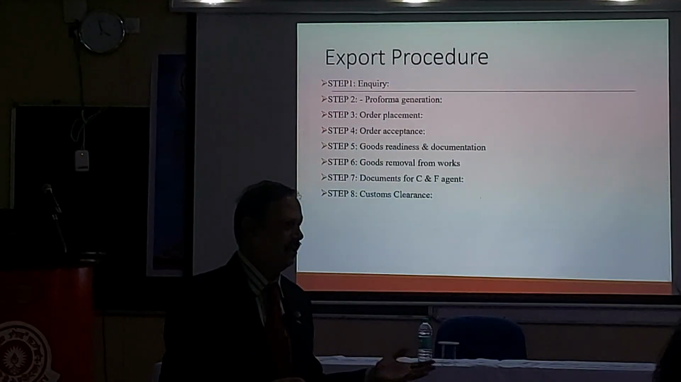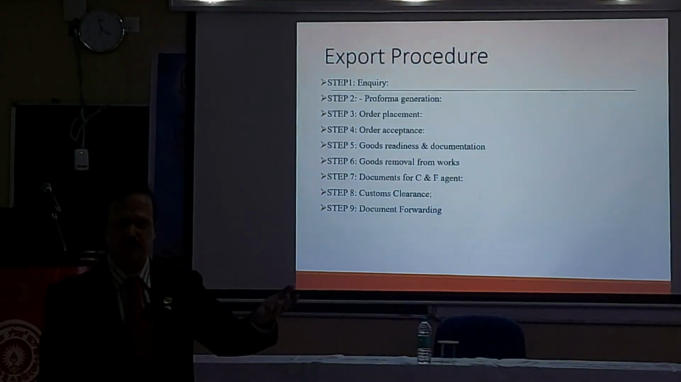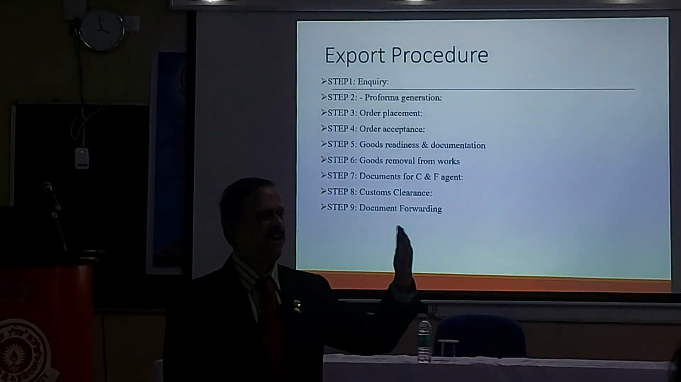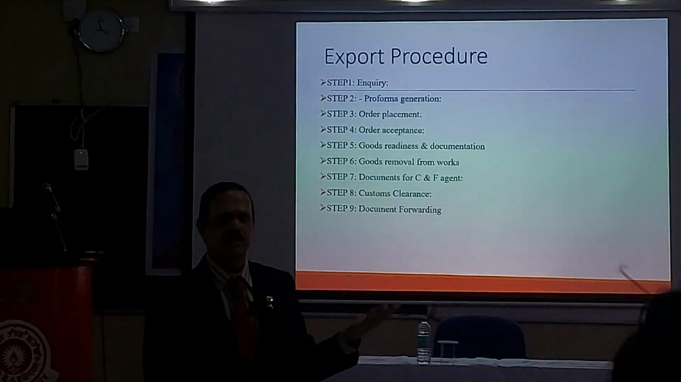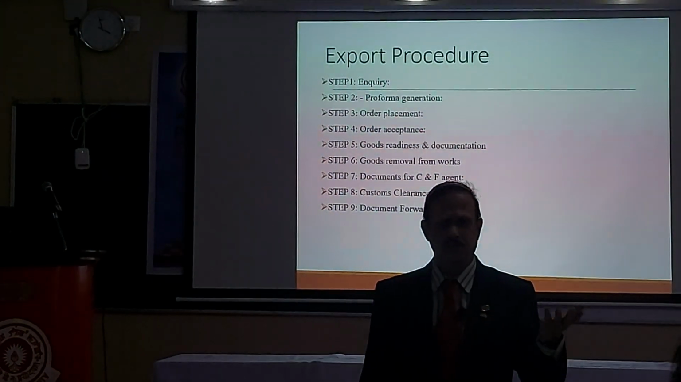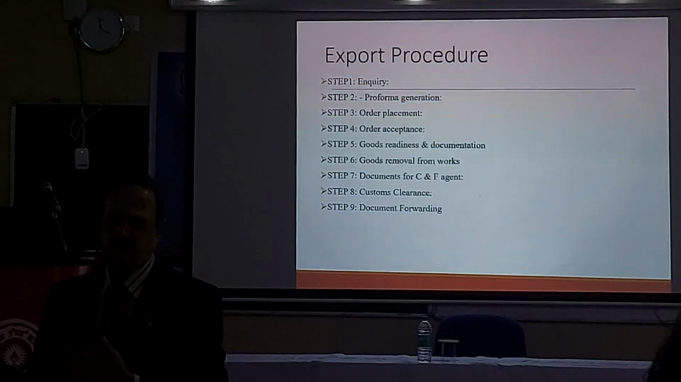So depending upon the port, you will clear the goods. Once the goods are dispatched, you get another set of documents, which we call post-shipment documents. If you send it by air, you get an airway bill, the transport document. Or you will get a bill of lading if you are sending it by sea. Or if you are sending it by land, you may have a truck receipt.